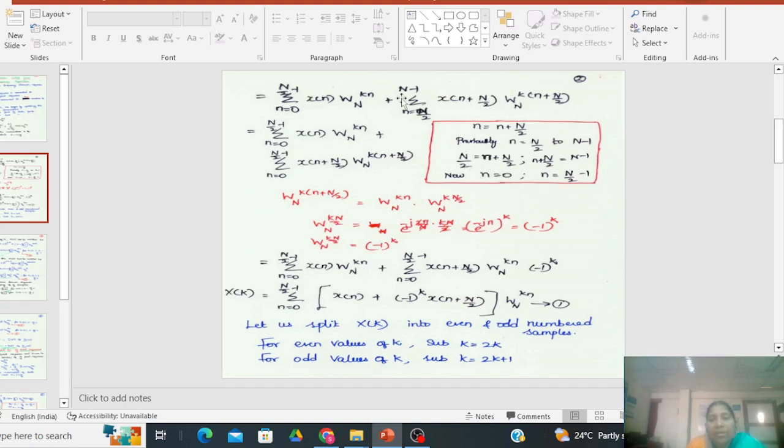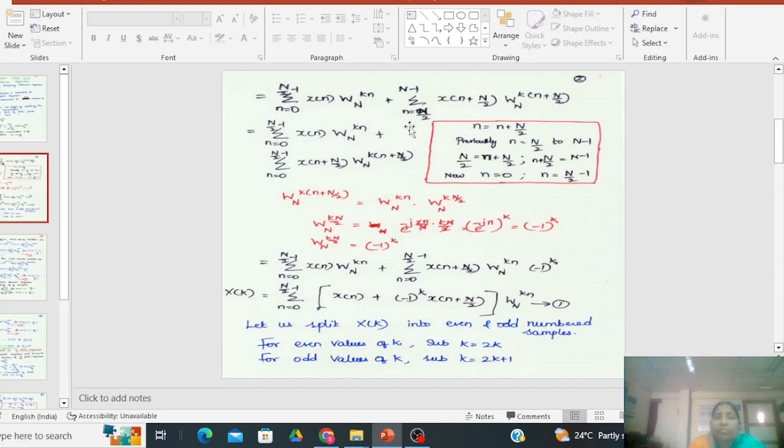Then the upper limit is N minus 1. Using the assumption, n plus N by 2 equal to the upper limit N minus 1. Here we bring this N by 2 to the right hand side. When you simplify, you get n equal to N by 2 minus 1. Now the limits change from N by 2 to N minus 1 into 0 to N by 2 minus 1. That means we have made both the summations equal. The first summation is equal in range to the second summation.